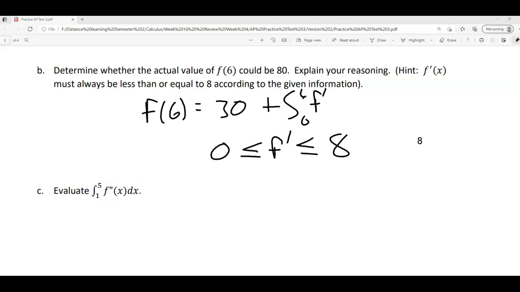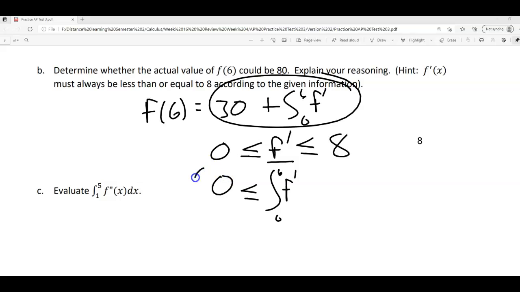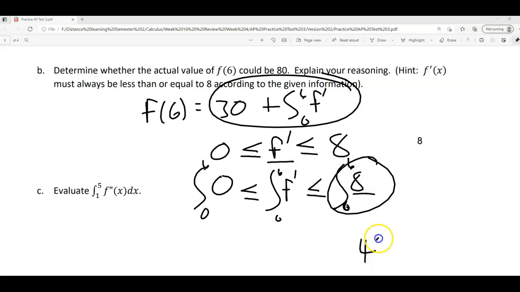So what I'm going to be doing is gradually turning this into this. And as I do, I'm going to be affecting the 0 and 8 as I go. So for instance, instead of just f prime, I want an integral of f prime, right? Which is fine. I can do that so long as I take the integral of everything else in this inequality. Now, we have a property for this. It's going to be 8 multiplied by 6 minus 0, which is 48.